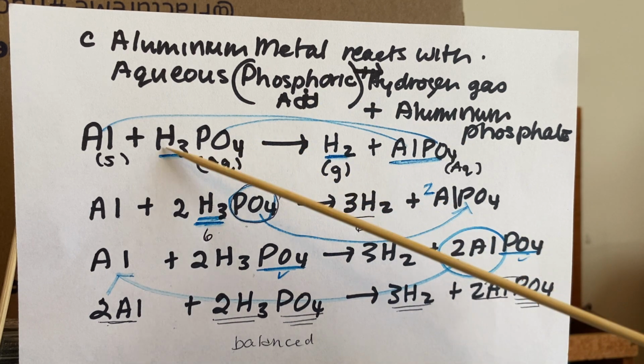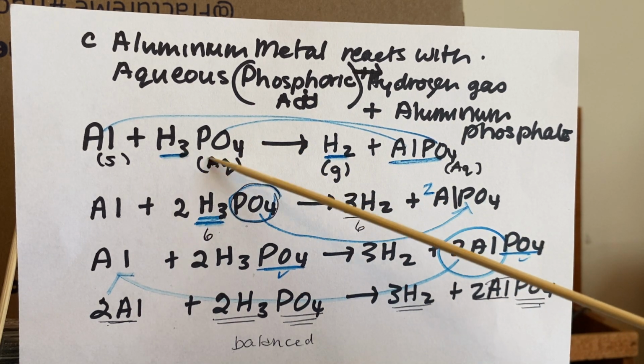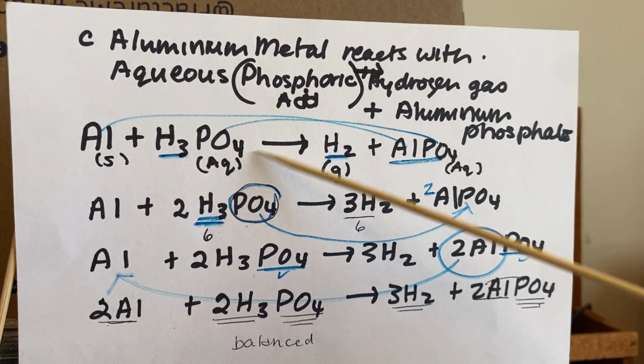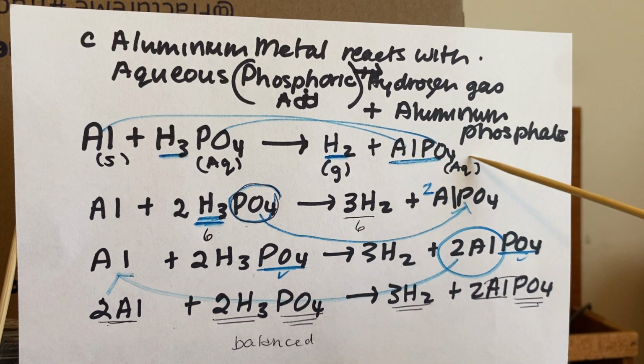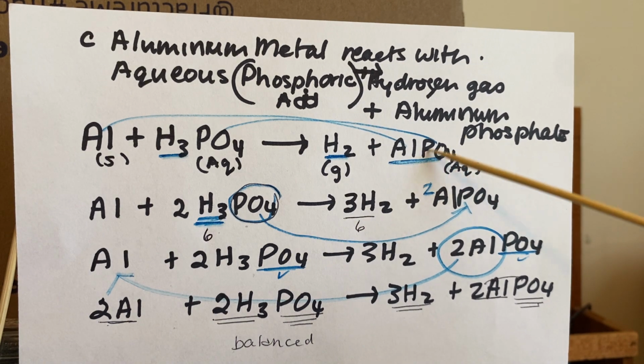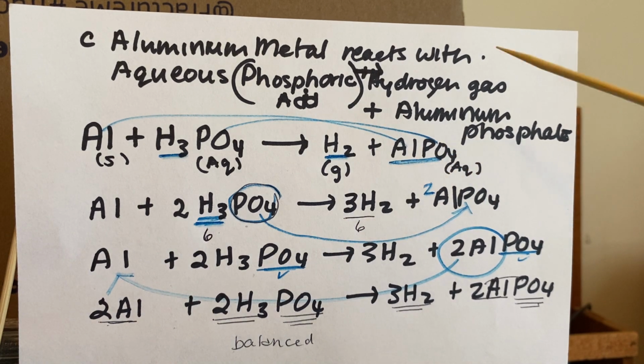phosphoric acid. Phosphoric acid, if you look, is on your list, H3PO4, and this is hydrogen gas left over with aluminum phosphate. Aluminum phosphate. Phosphate's another one that's on your list to know, and you can look it up on that list.